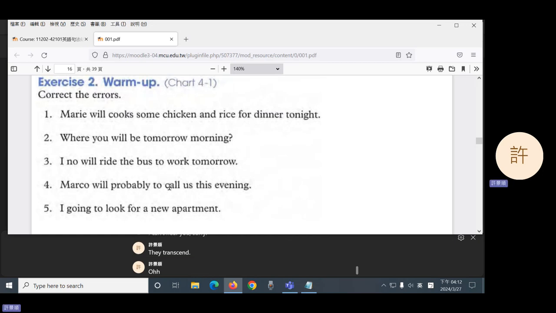Oh, yes. So, will probably call us. The two is extra. That's what you're saying? Yeah? Okay, good. That's right. Because the grammar is the same as will call. Probably is an adverb. Adverbs do not change the grammar of a sentence, except for the negating adverb at the very front. All of the other adverbs don't mean anything. None of the other adverbs mean anything.